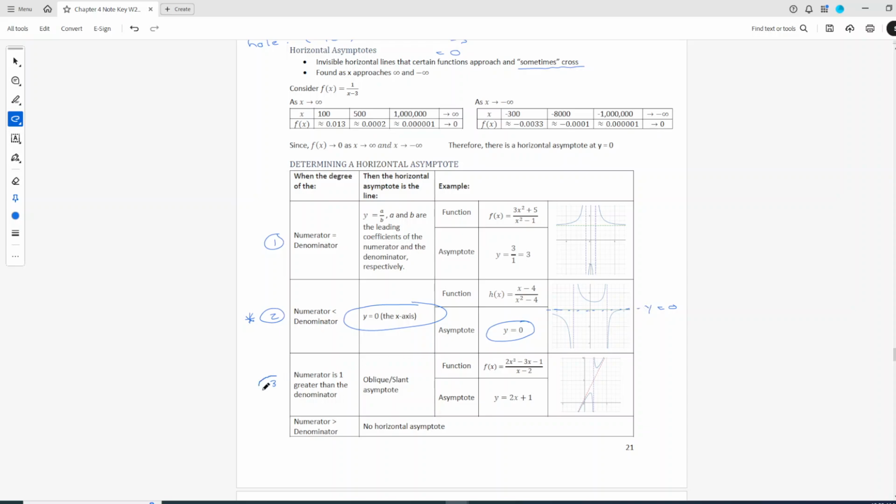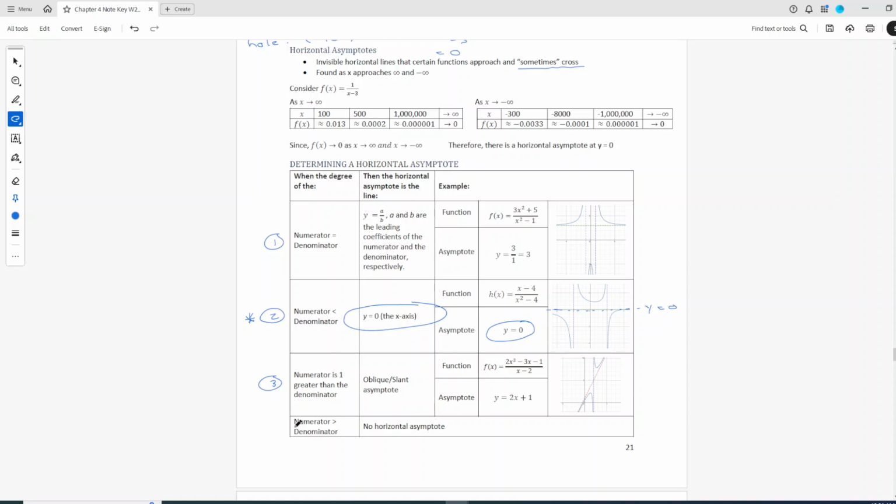The third type is when the numerator is 1 degree greater than the denominator, in which case you get an oblique or a slant asymptote. So that's one that's an equation of a line. And to find it, you actually do the division. You would do 2x squared minus 3x minus 1 divided by x minus 2. And I could show you synthetic division or long division to prove this to you, but you end up with 2x plus 1. And that would be the equation of your slant asymptote. But we are not going to sketch these.